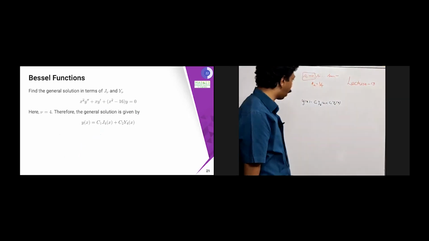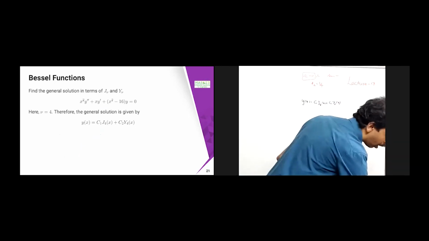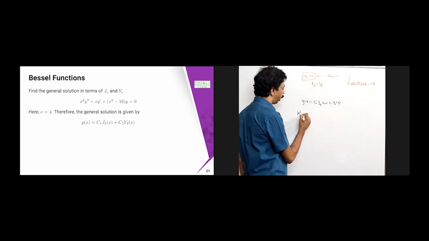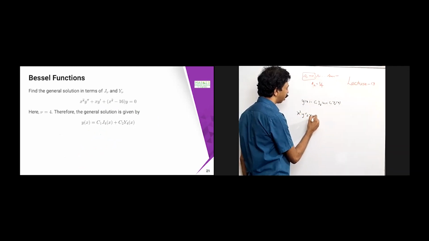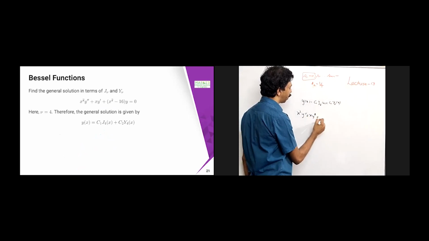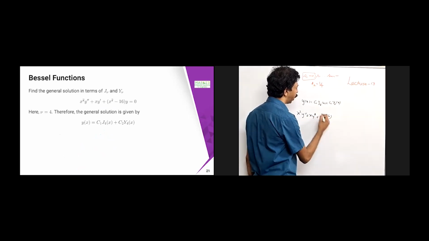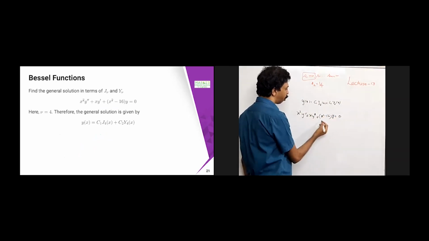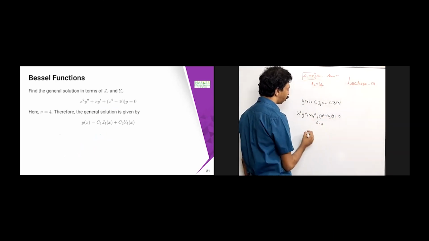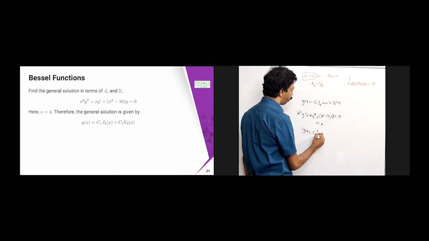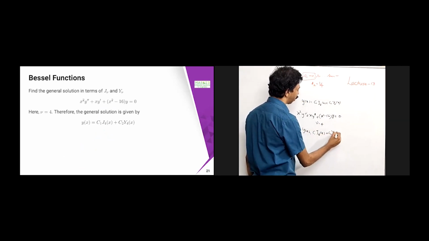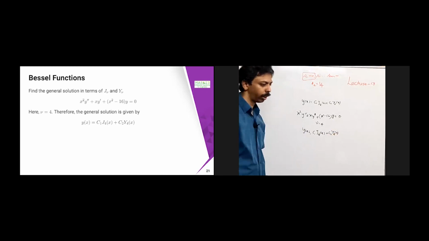Now let us solve some problems. Suppose you have the equation x square y double dash plus x y dash plus x square minus 16 into y equal to 0. In that case, what is your nu? Nu is nothing but 4. Therefore your solution is going to be y of x equal to c1 into j4 of x plus c2 into y4 of x. That is going to be your solution.